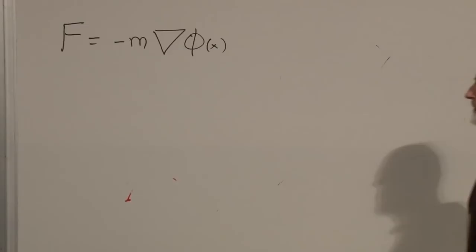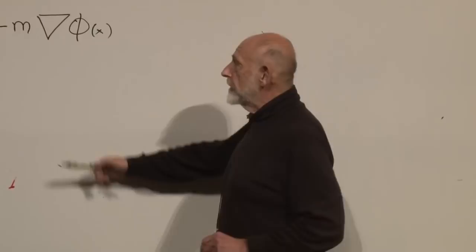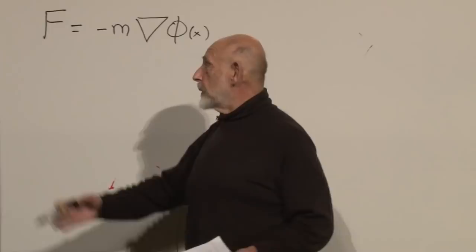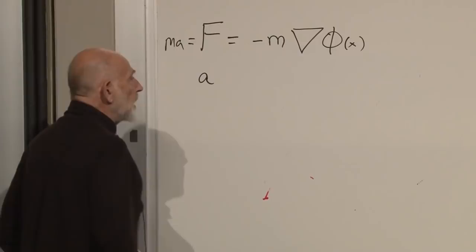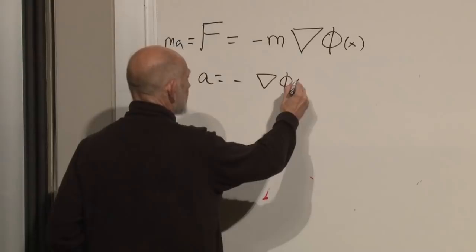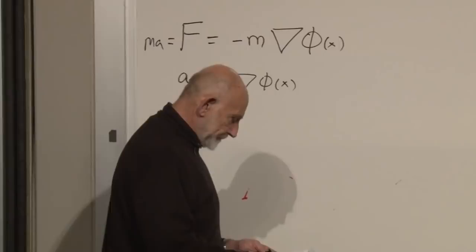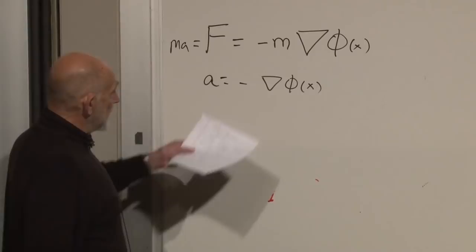That's one aspect of field: phi of x tells particles how to move, and in this case, by telling them what their acceleration should be. If we write that this is equal to ma, then the m's cancel, and we just have the rule that acceleration is equal to minus the gradient of the gravitational potential. Okay, so that's field tells particles how to move. And on the other hand, masses in space tell the gravitational field what to be.